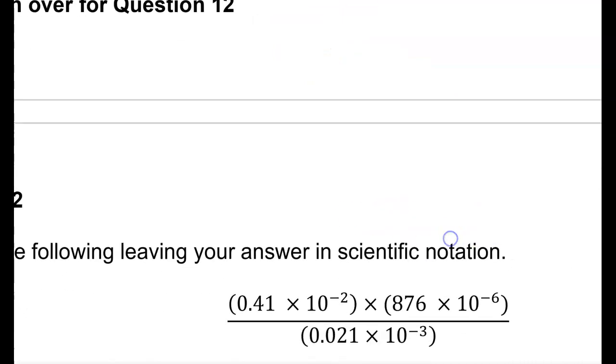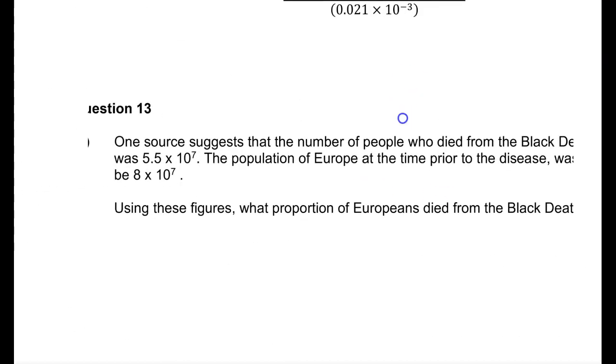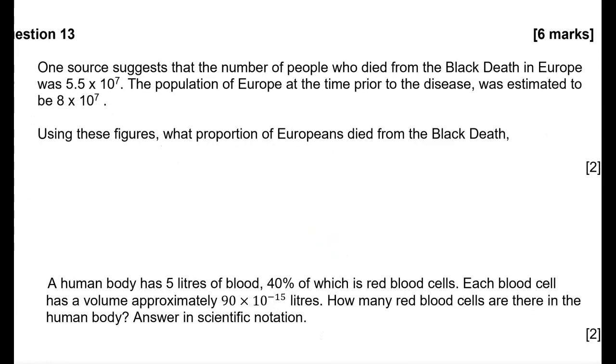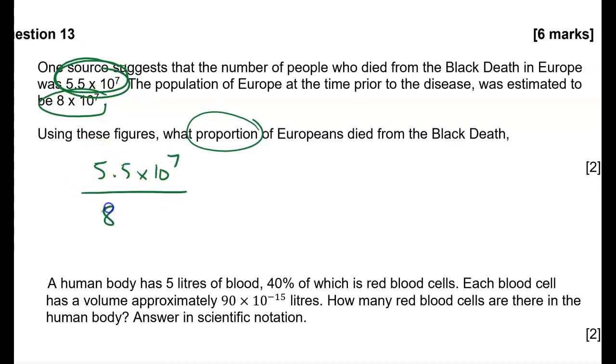Just finishing these last few off now. This one here, straight on the calculator. With question 14, again, using the 2 to 10 method might be helpful here. We want to know the proportion. So the proportion, which is basically how many died out of the total, I guess. How many died, which is the 5.5 times 10 to the 7 divided by the total.